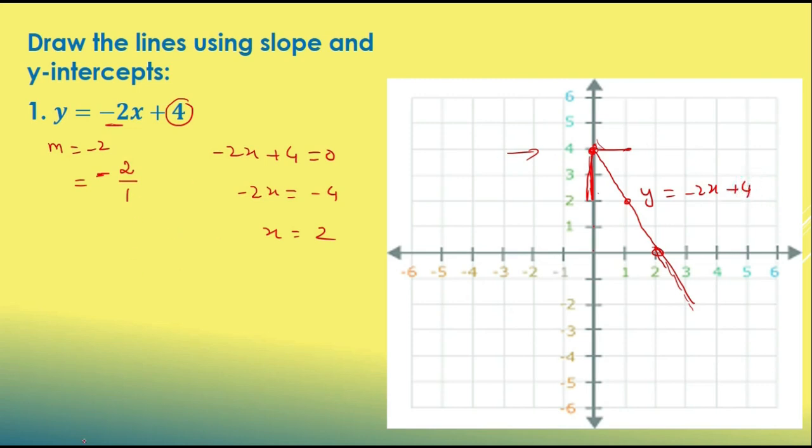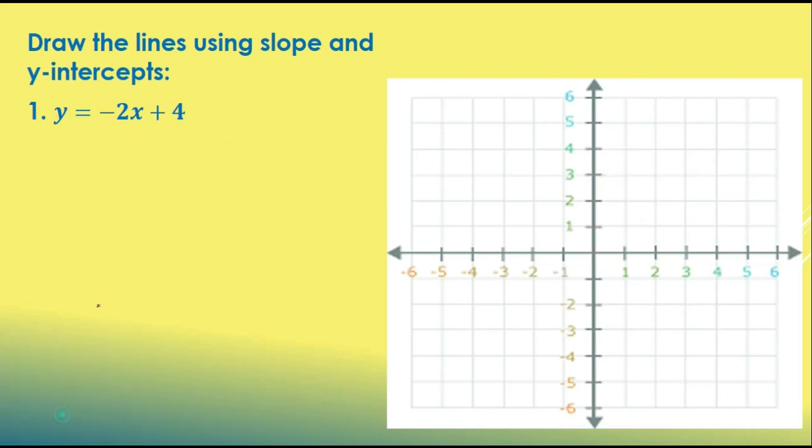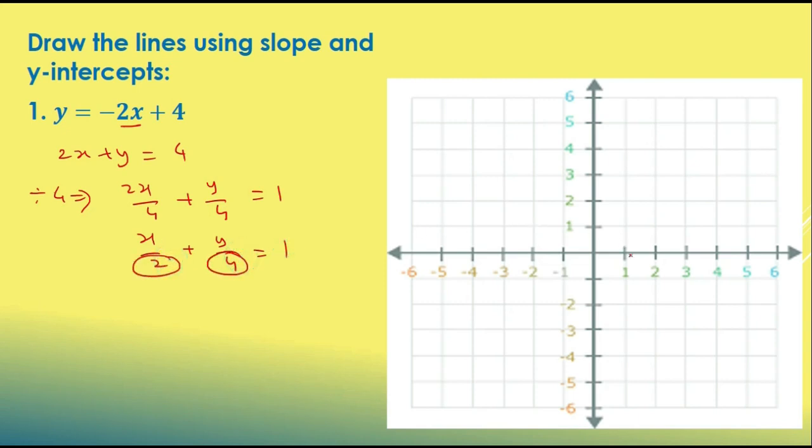We can write this one in a different way. If you write this as add 2x on both sides, it will be 2x plus y is equal to 4. Divide by 4 will give you 2x over 4 plus y over 4 is equal to 1. This is x over 2 plus y over 4 is equal to 1. So x-intercept is 2, y-intercept is 4.